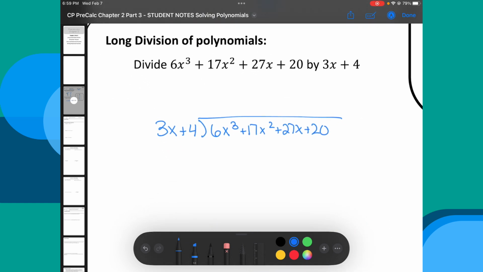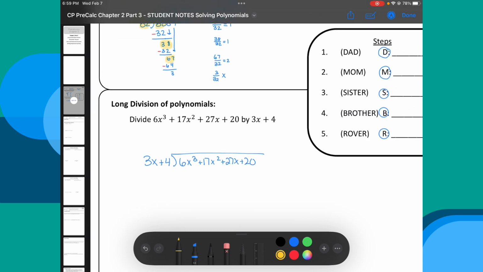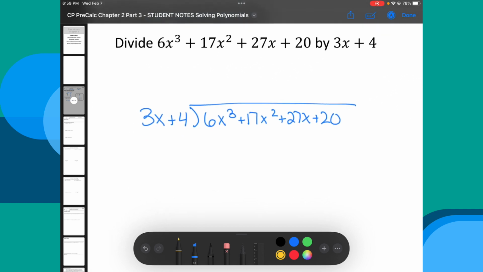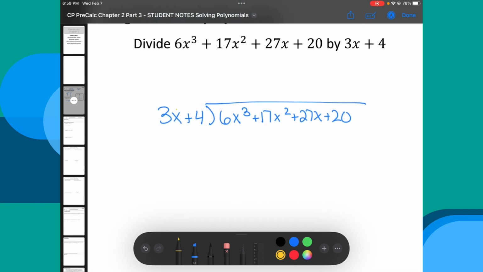So we can do the same process with polynomials. We can follow our steps. Divide, multiply, subtract, bring down, repeat. So we always start with only the first 2 terms. So we're going to ask ourselves, how many times can 6x to the third get divided by 3x? Using our exponent rules, we know we get 2x squared. Now we're going to take our 2x squared and we're going to multiply.